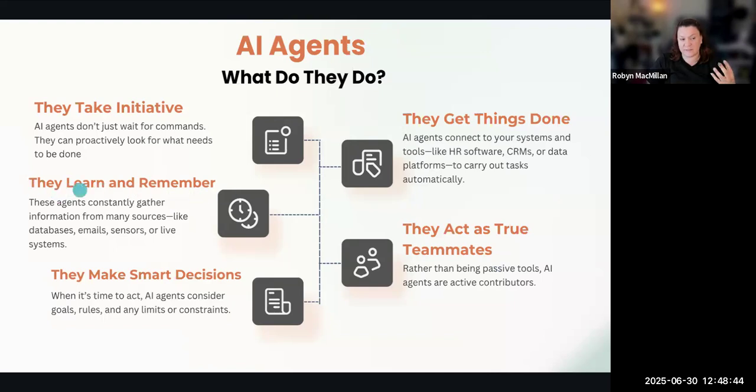These systems, they learn and they remember. So these agents constantly gather information from many sources. They are a repository for up-to-date data. No data silos here. We're collecting all of that relevant and useful information regarding the task in real time, deciding what is best and acting upon that to get the most glorious kind of outcome for whatever you're trying to do. So they are collecting data from things like databases, emails, different sectors could use sensors, live systems, for example.